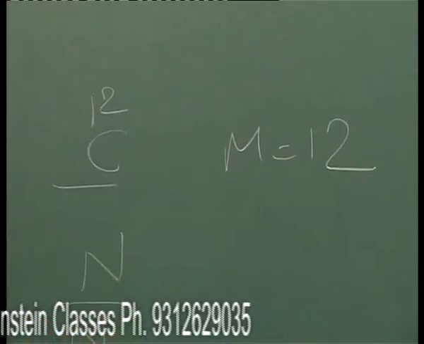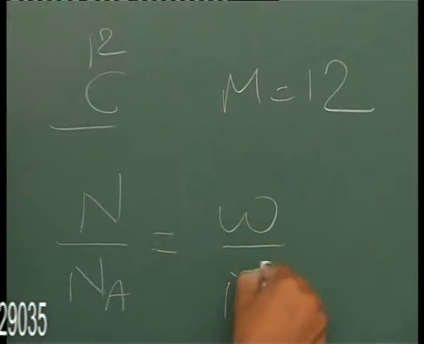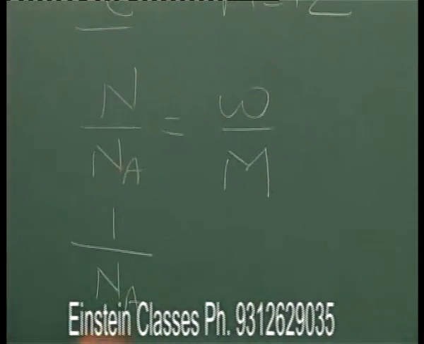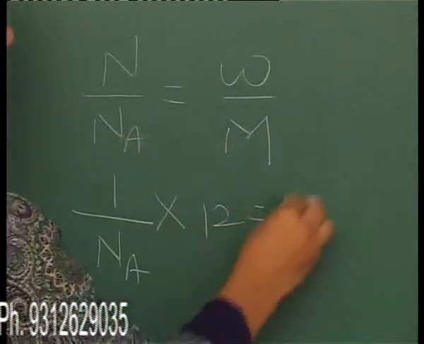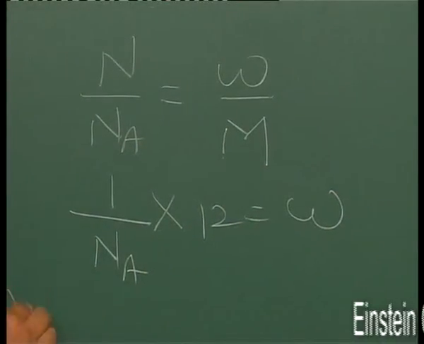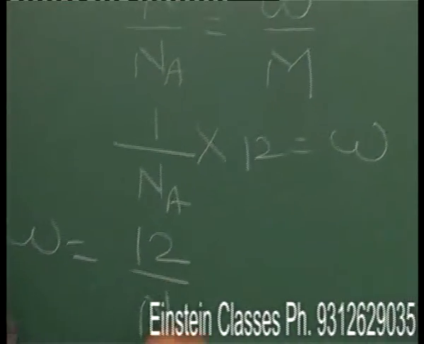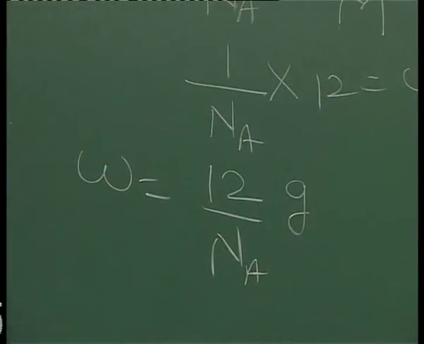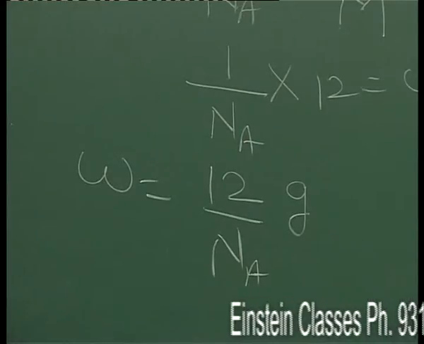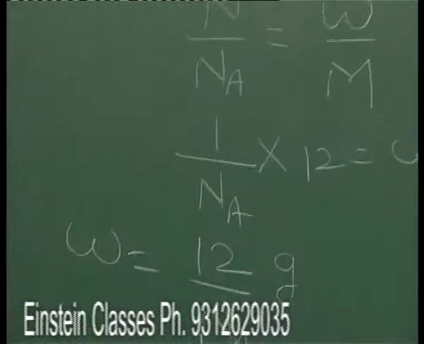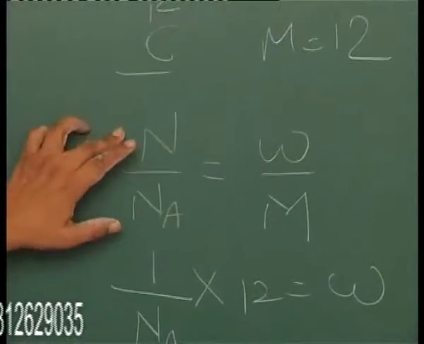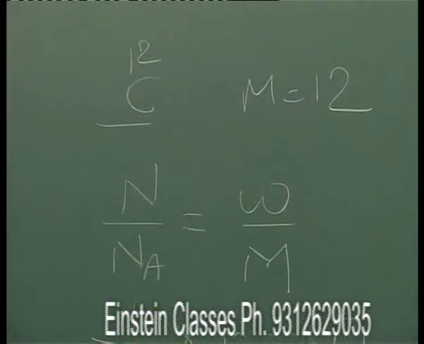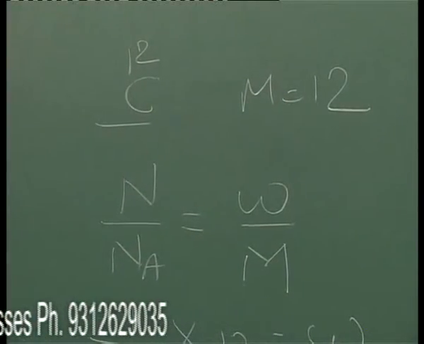Now I need to calculate the mass of one atom of carbon. So I will use this relation, N upon Na equal to W by molar mass. So I will take one atom over here upon Avogadro number into 12. This is equal to W. So this is the mass of one atom of carbon. And what would be the unit? Gram. With the help of this relation, we can calculate it very easily. If we need to calculate the mass of 10 atoms, then we can also calculate by using this formula. M would be 12 gram per mole. So that is the use of this formula.